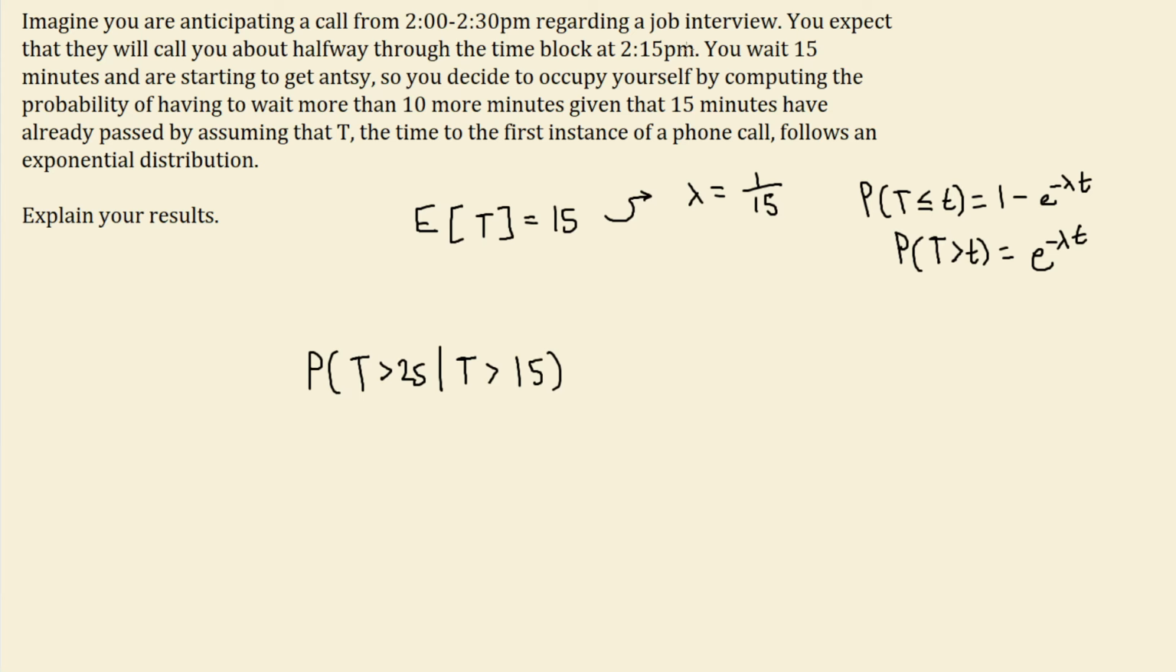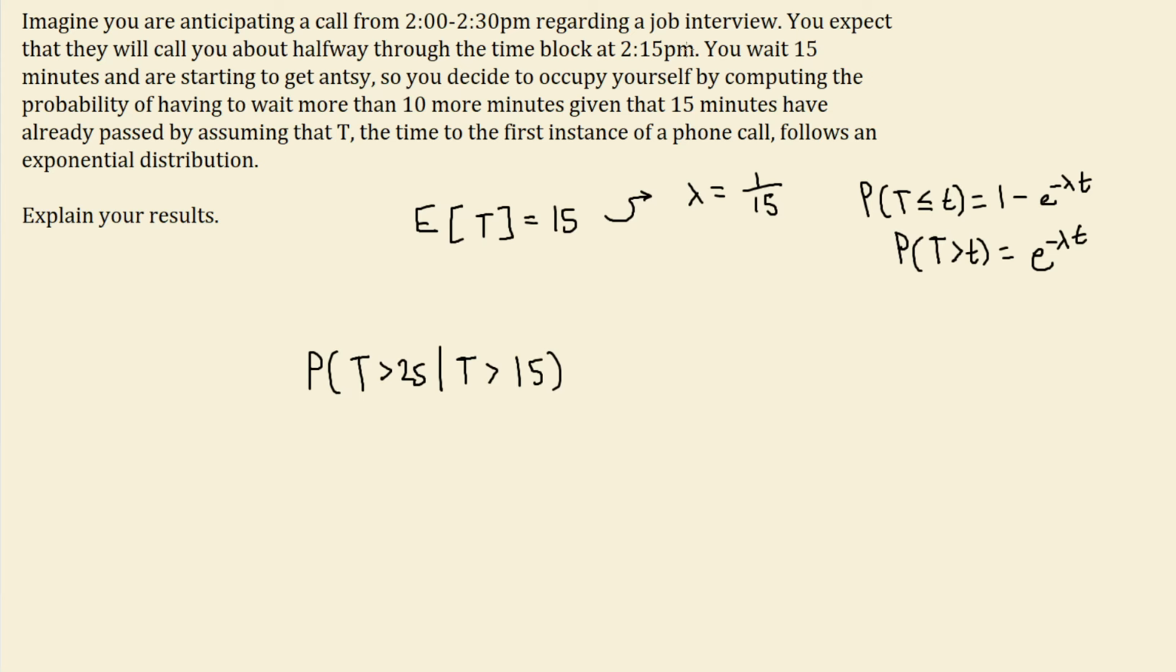If you're starting at the beginning, then having to wait more than 10 minutes, that's a reasonable amount to wait. But if you've already waited 15 minutes, you're going to expect that your probability of having to wait more than 10 more minutes is going to be smaller than the probability of having to wait more than 10 minutes at the beginning. That I believe would be a reasonable expectation.